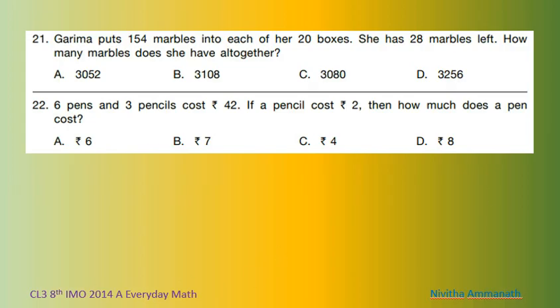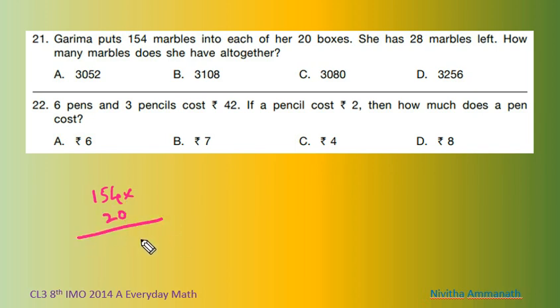Garima puts 154 marbles into each of her 20 boxes. She has 28 marbles left. How many marbles does she have altogether? So 154 into each of her 20 boxes. So 154 into 20.